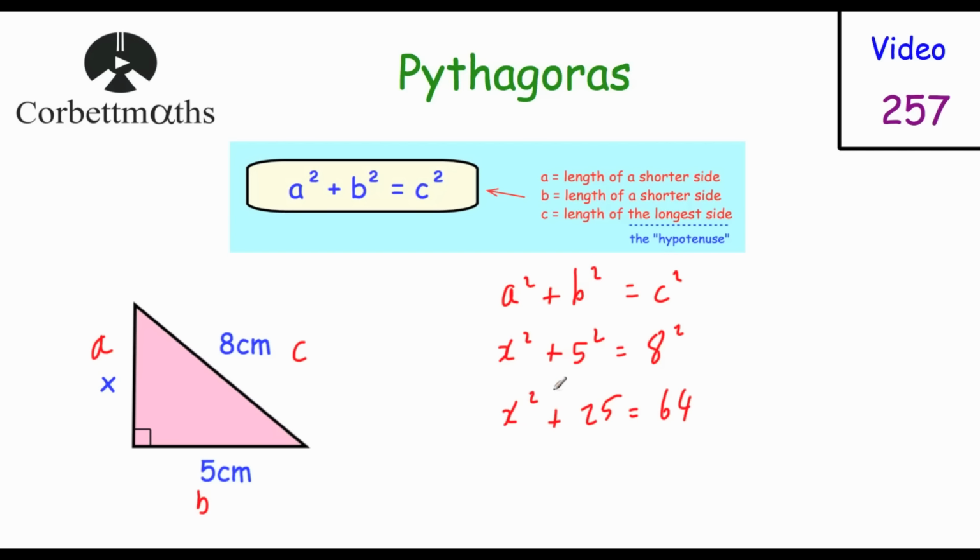So we want to get the x squared on its own, so let's take away 25 from both sides. So that gives us x squared equals, and 64 take away 25 equals 39. So we've got x squared equals 39, and to find x we're going to square root 39.